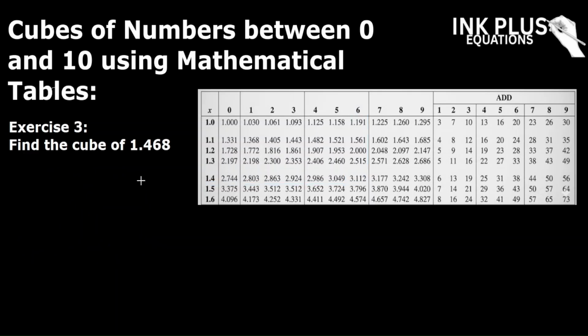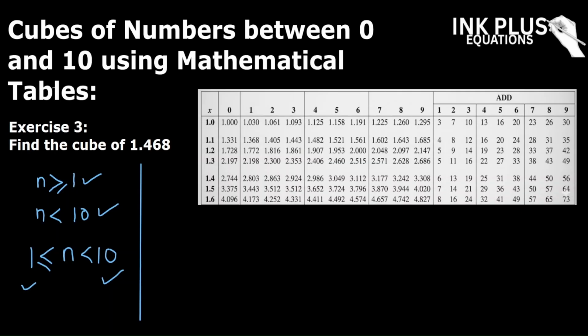In the next question, we have 1.468. Now, this number 1.468, is it greater than or equal to 1? Yes. Is the number less than 10? Yes. So it satisfies our rule. Remember, the rule is the number must be greater than or equal to 1 and less than 10. So our number satisfies both these rules. So we're going to continue with the question. So you always have to make sure the number fits that criteria.